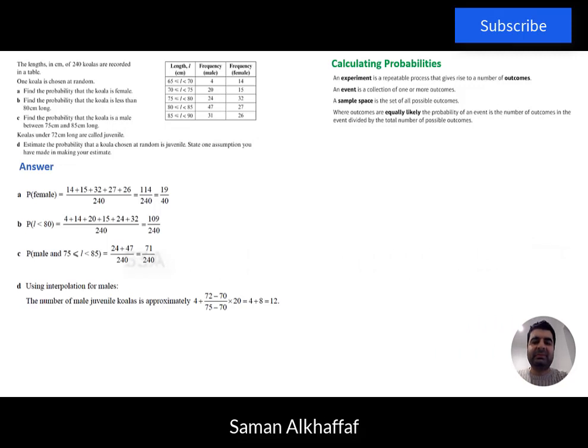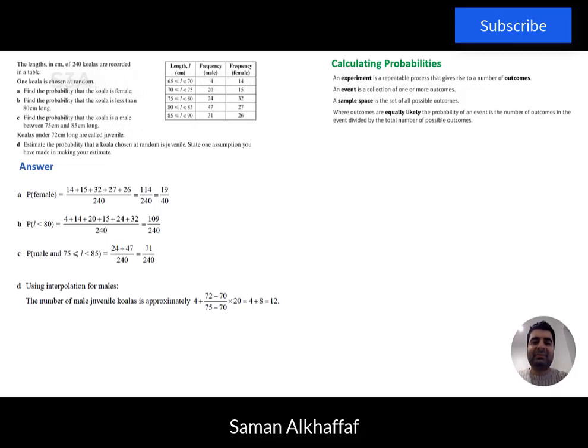plus we're looking at the range lower than 72, taken away from 70, over 75 taken away from 70, as the 72 is within that range, and multiplied by the frequency of the second range, which is 70 to 75, and which is 20. So we simplify these values. That would give us 4 plus 8, and in total the juveniles would be 12 male koalas.